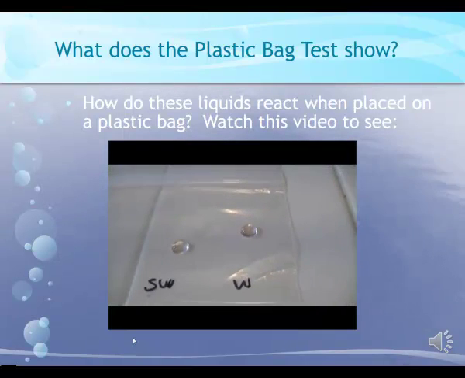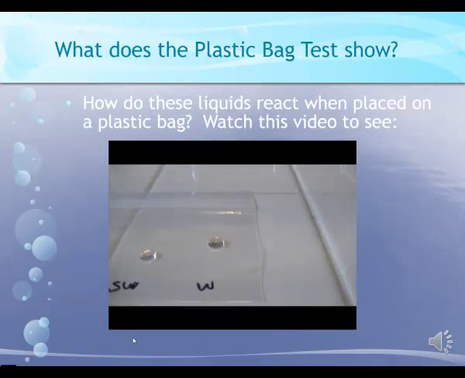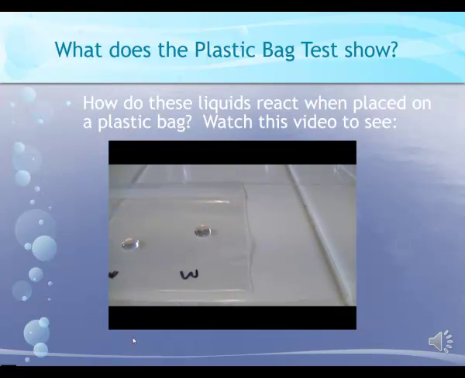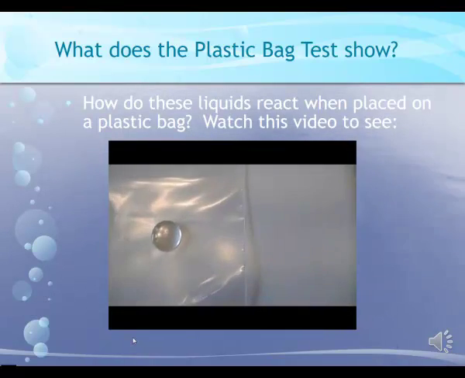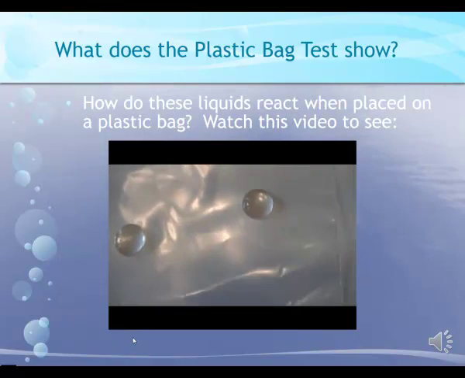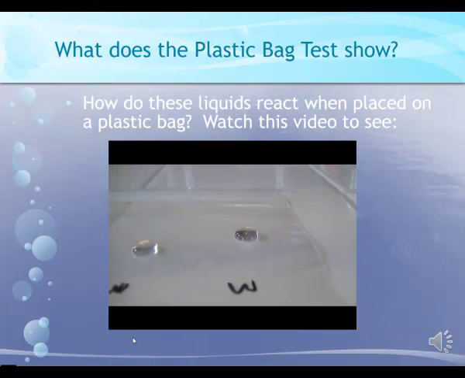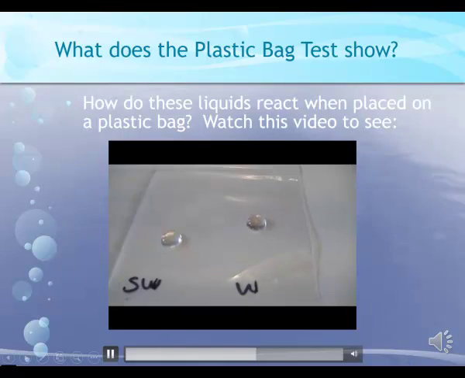There's the water and the salt water. So you can see those 2 drops. They both look like they're still almost round. They have a nice rounded shape. You know, it's a perfect circle. And the top is kind of a bubble-ish looking thing. So you can't really tell the difference between water and salt water.